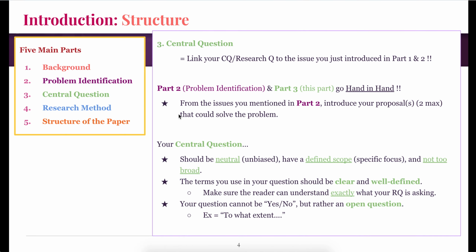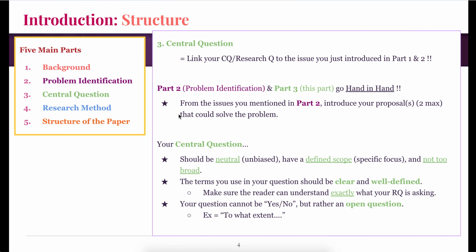So you can basically link your part 2, which is problem identification, and part 3. They go basically hand in hand. So from the issues that you just mentioned in part 2, you can introduce your proposals, and they say 2 max. So I would recommend, if you have 2 really good ones, then go for it. But if you want to make sure that just one of them is very high quality, then I would just go with 1 proposal.